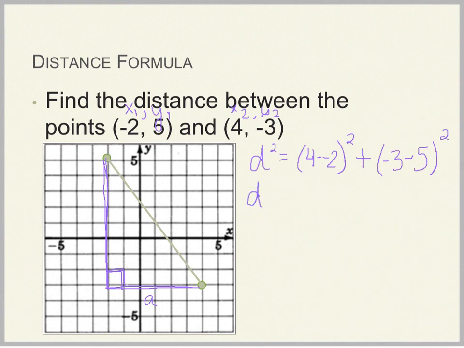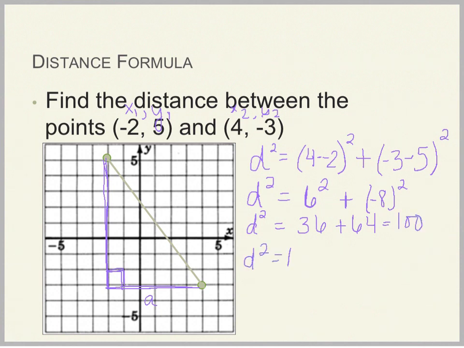So my distance squared right now equals 6 squared plus a negative 8 squared, or my distance squared equals 36 plus 64, which is 100. So if my distance squared equals 100, by taking the square root on both sides, I see that my distance equals 10.